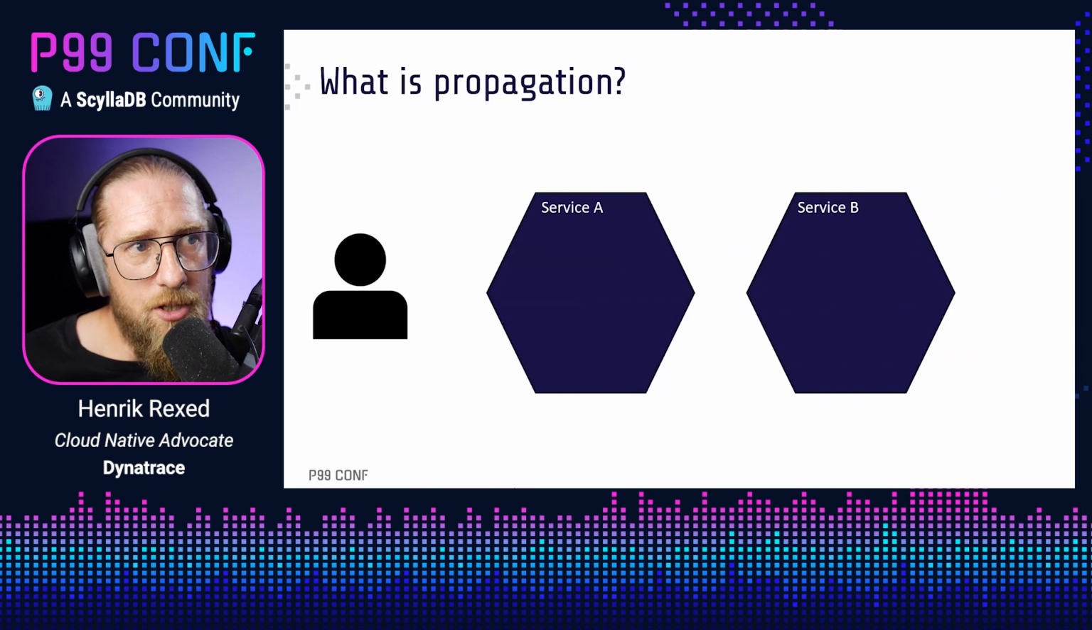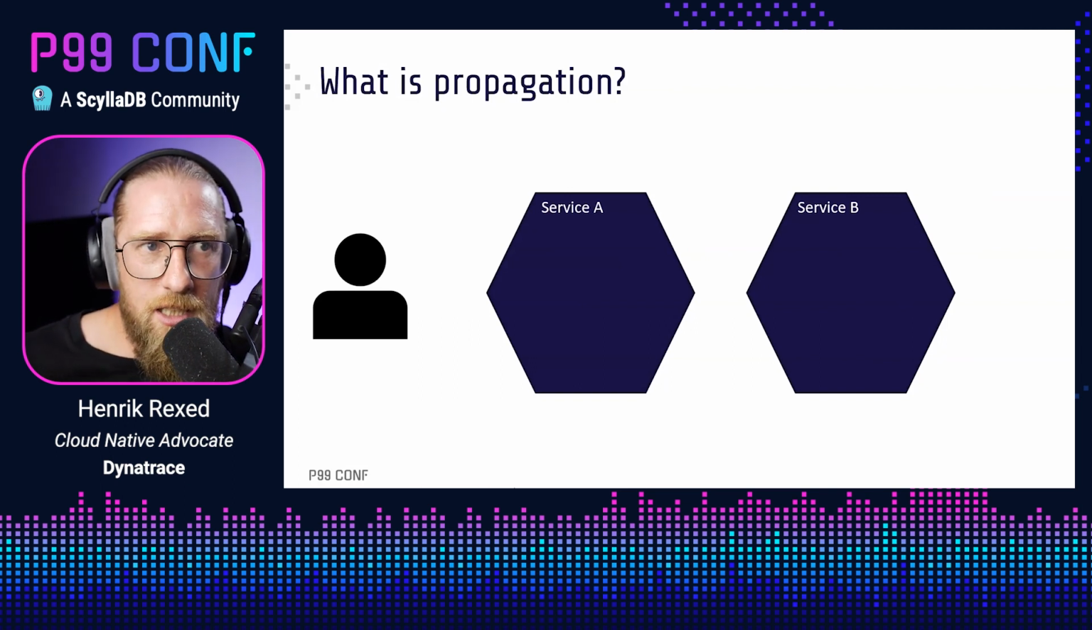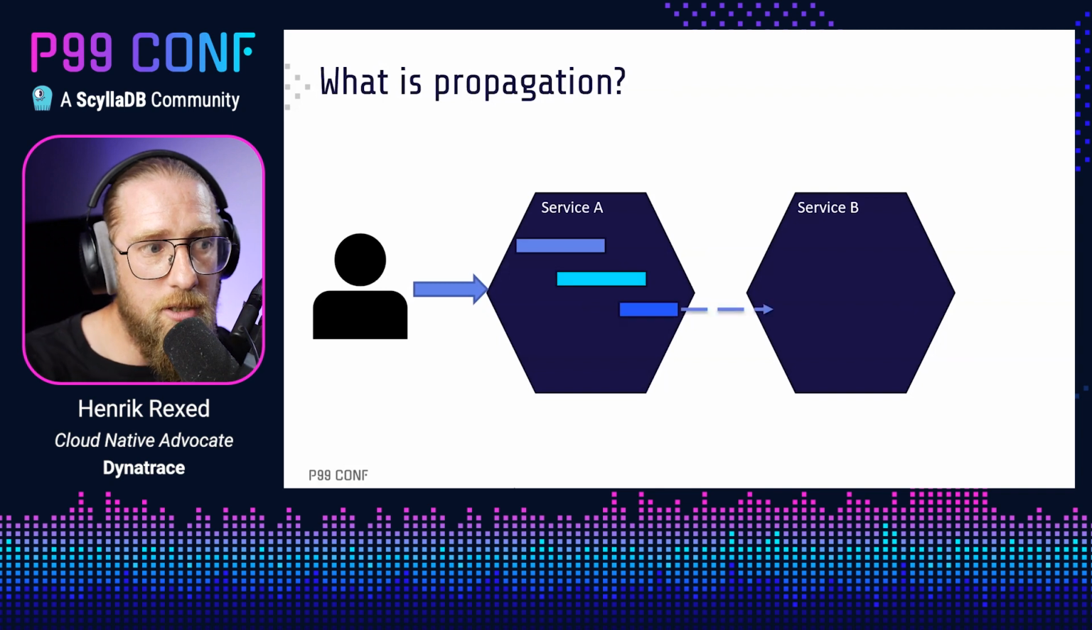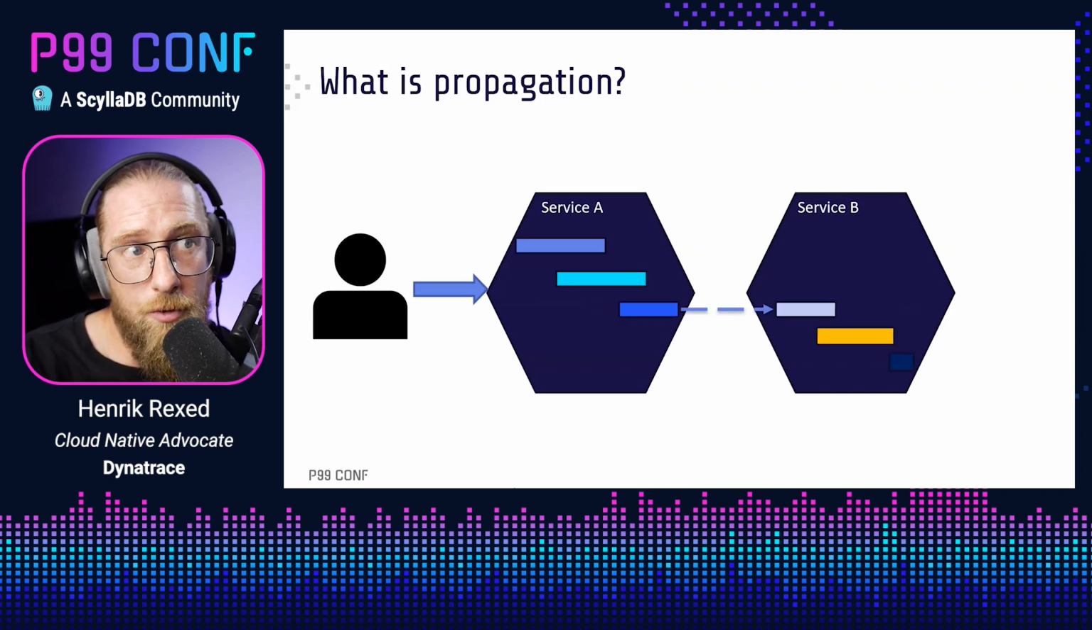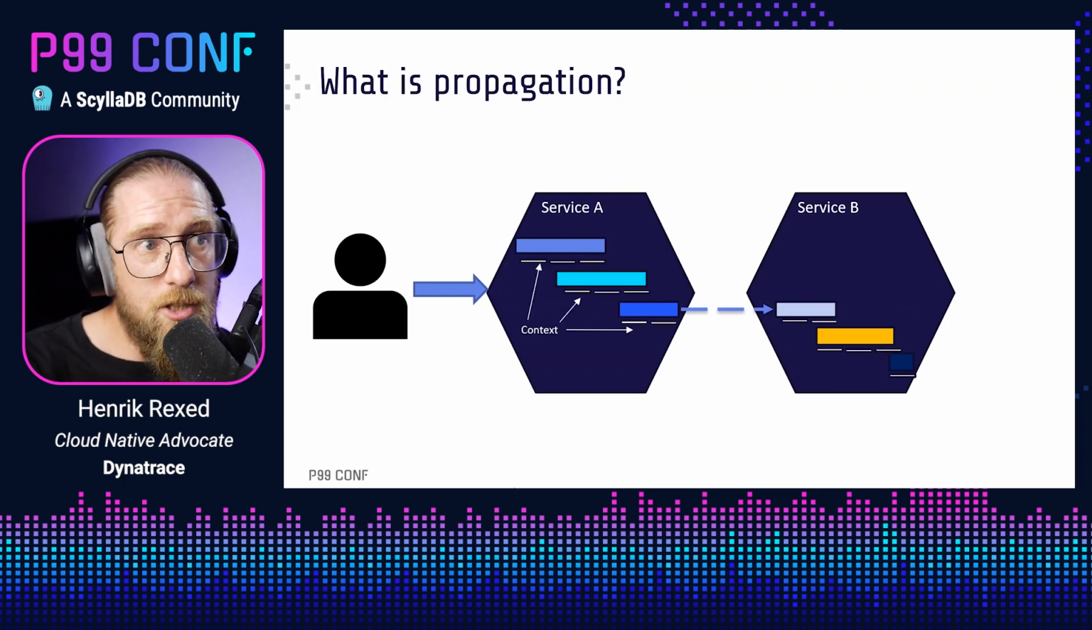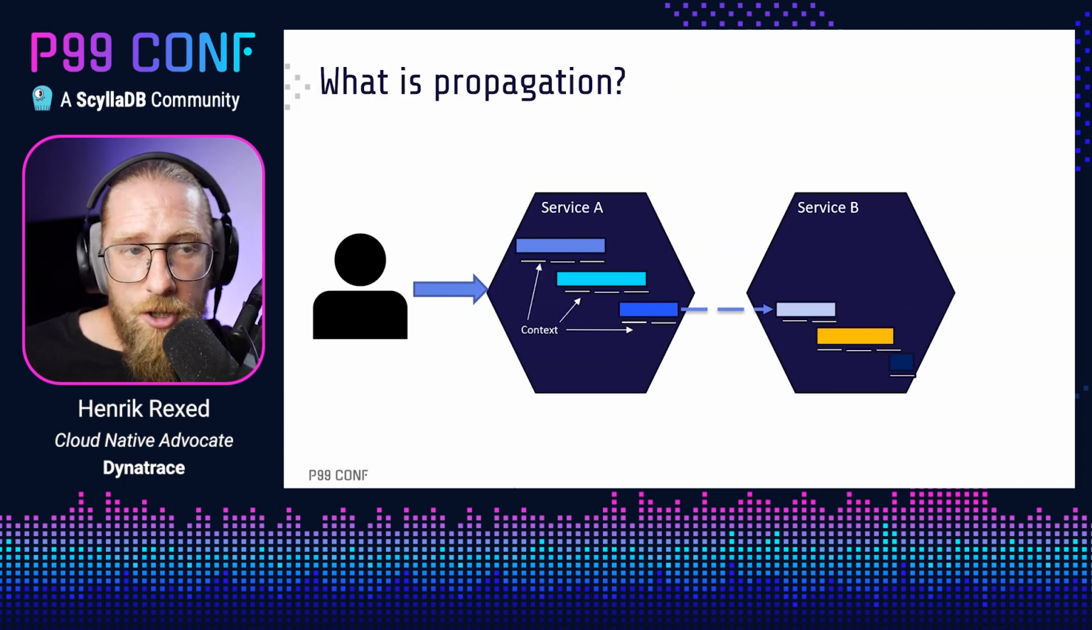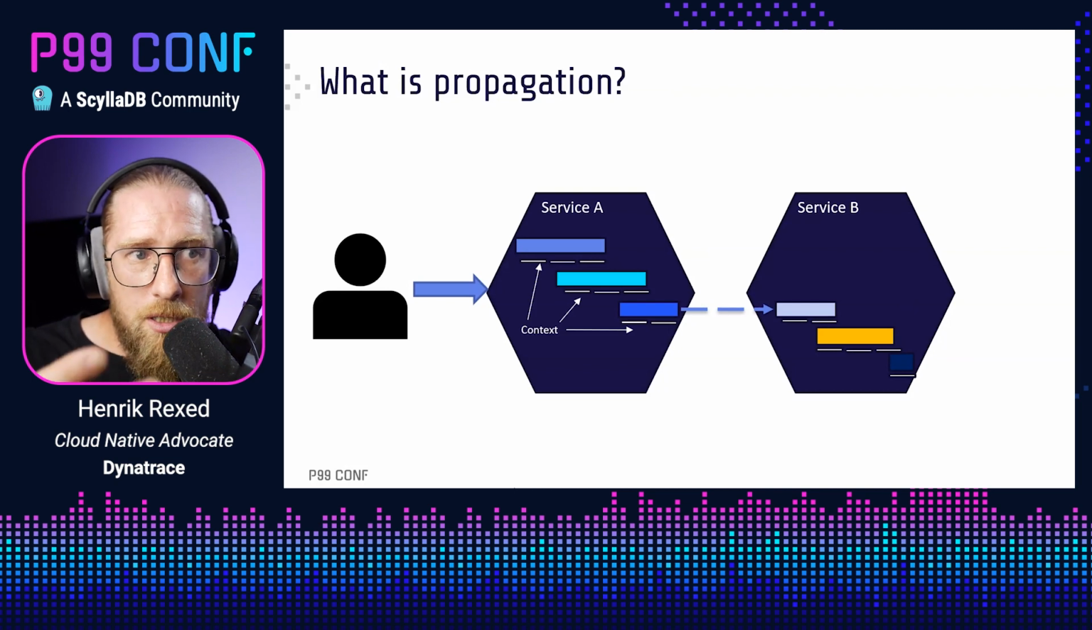Then I mentioned propagation. So what is propagation? Propagation is a way of attaching the spans together into a single trace. So if I have the first service A, very simple, I initialize the trace. So the context has been defined. Then every single method and function called in service A will be attached to the same trace, no problem, because the context is there.